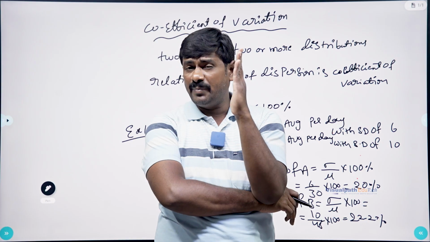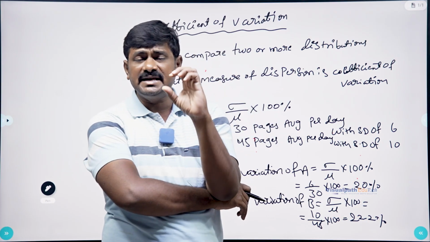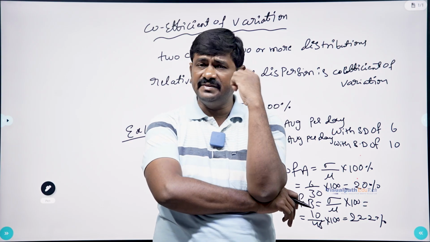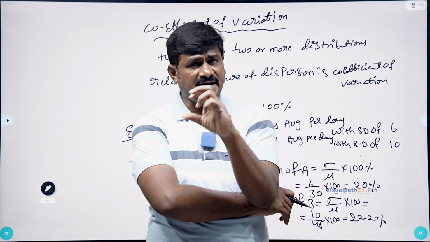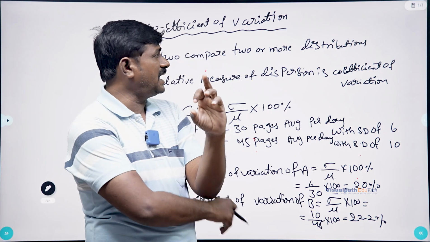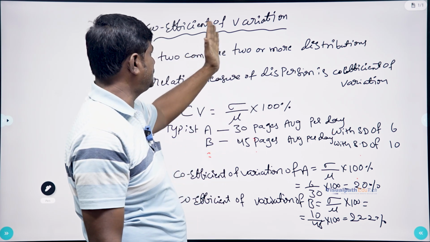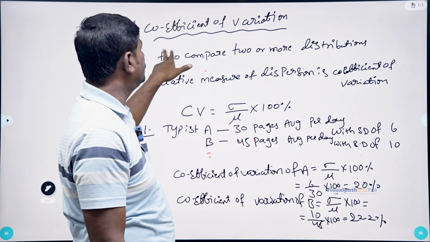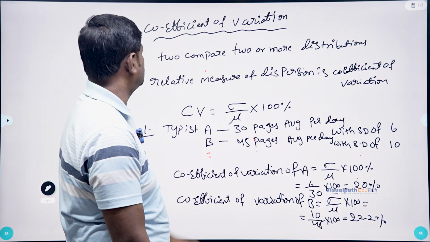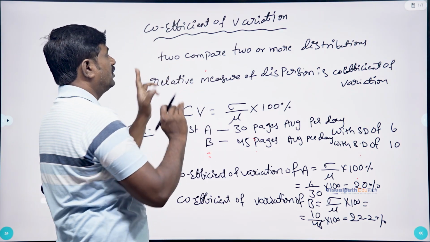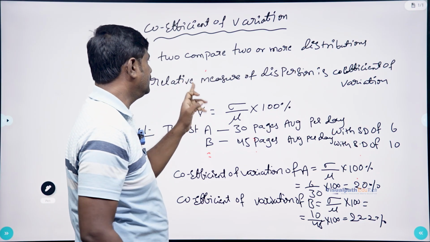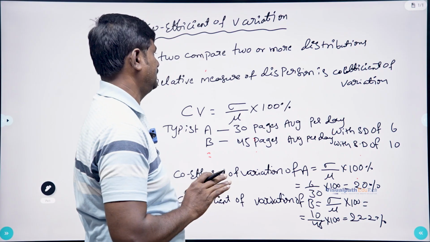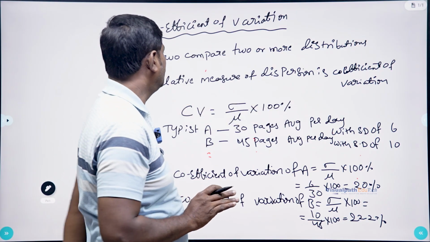it is very difficult to compare the distributions with the help of individual means and standard deviations. For that purpose, we calculate this coefficient of variation. The coefficient of variation is used to compare two or more distributions. It is also called a relative measure of dispersion.